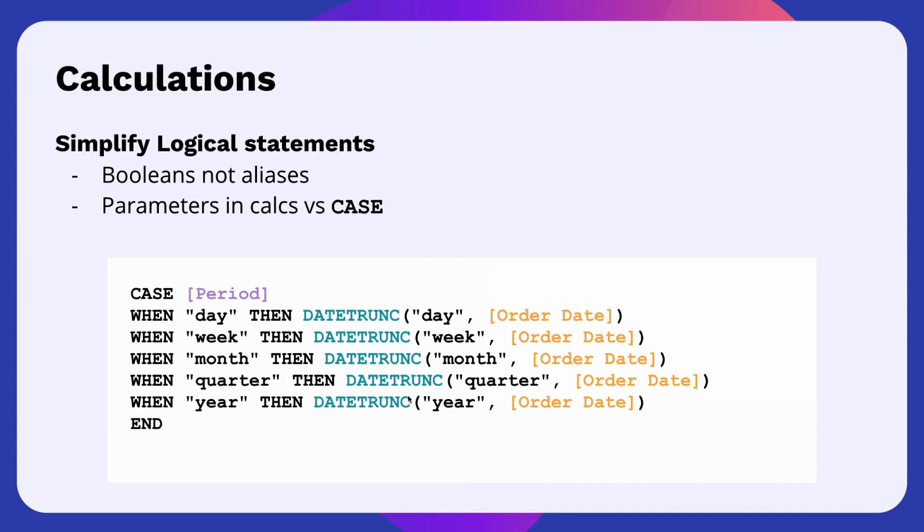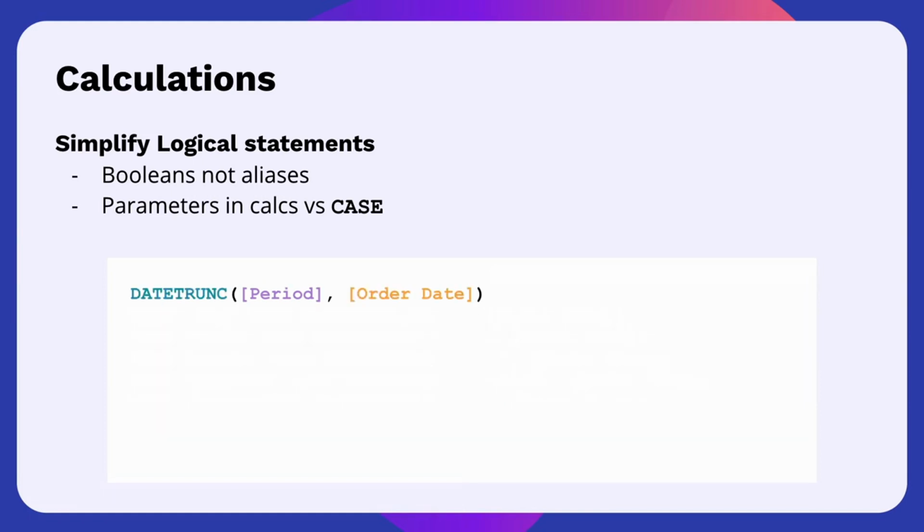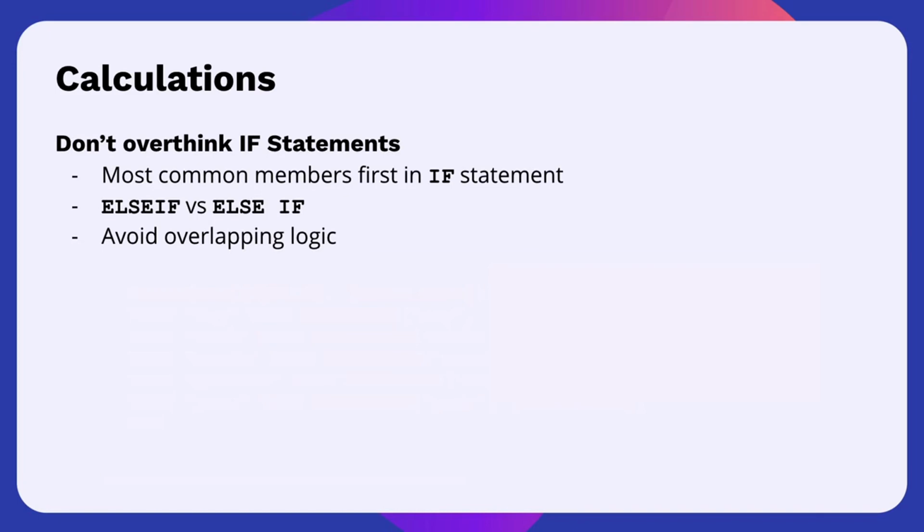Guess what you could have done? Rather than having this case statement run and then do the date trunc, you could actually just take period and put it right in the date trunc function. And again, I'm saving a step. Sometimes you just have to think through, can I save a step along the way?